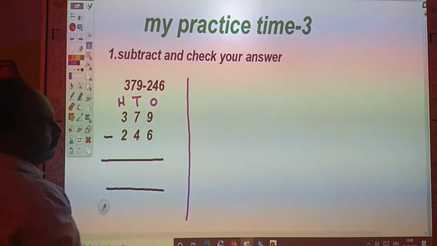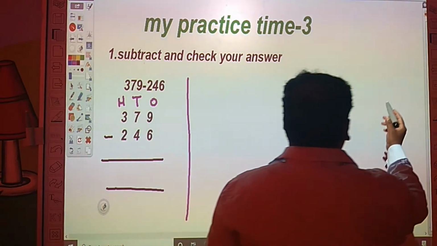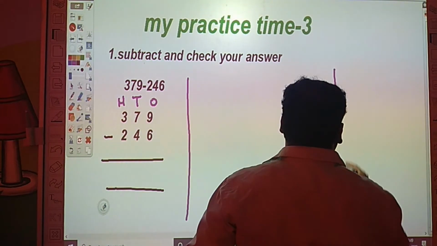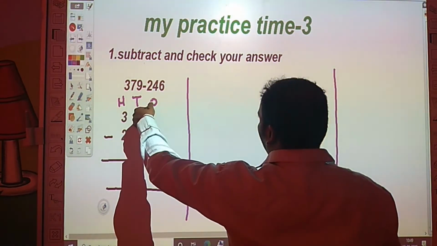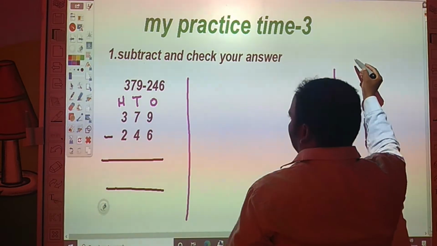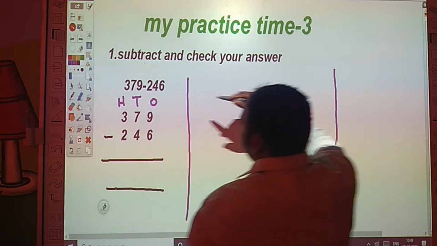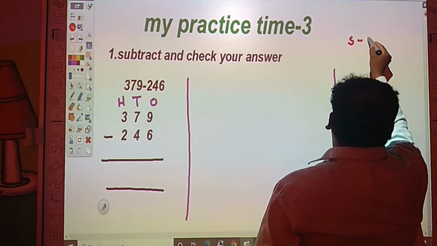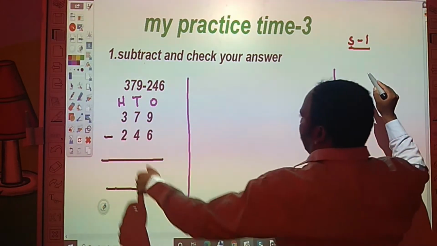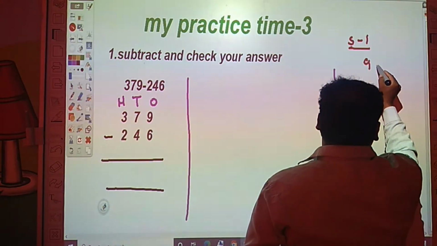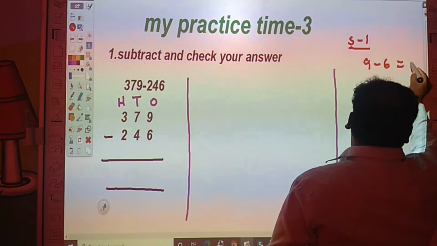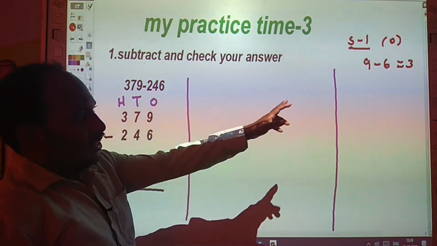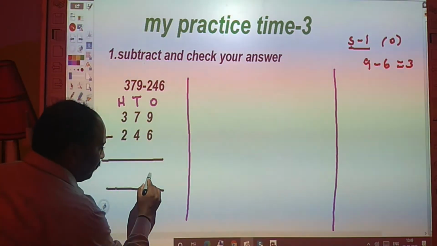First we want to subtract. Take the ones place. Our ones place is 9 minus 6. Step 1. Ones place, 9 minus 6 is equal to 3. Number 3, write in ones place.